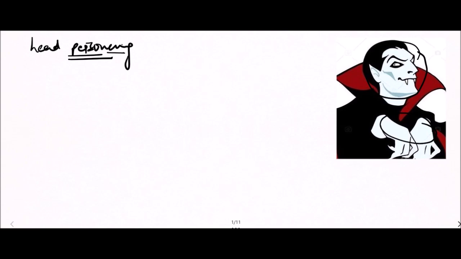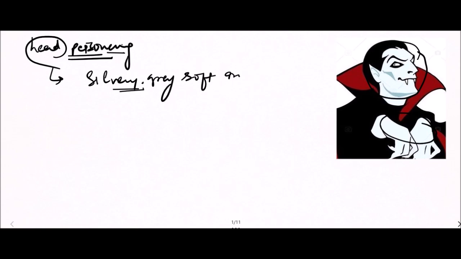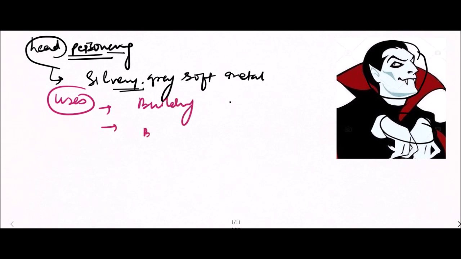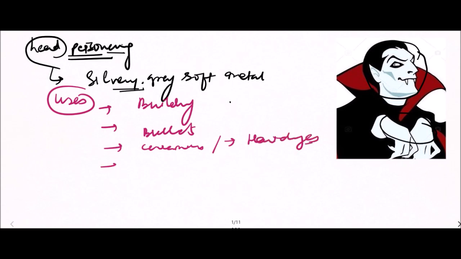Lead is a silvery gray soft metal. As we all know, lead is used in the construction of buildings, in various billets and shots, in ceramic industries, in various hair dyes, and in solder and shot making. So these are the uses of lead.